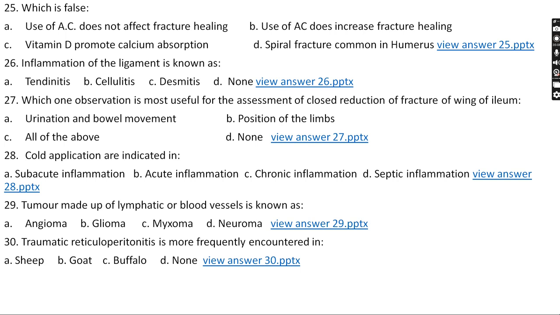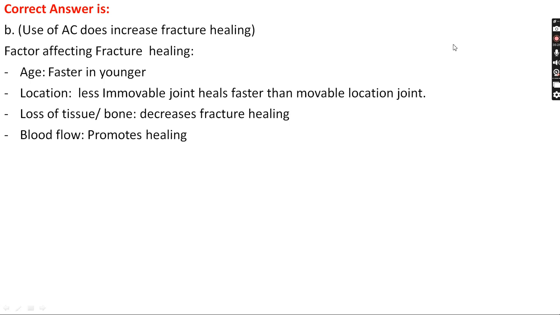Option A, use of AC does not affect fracture healing. Option B, use of acetylcholine does increase fracture healing. Option C, vitamin D promotes calcium absorption. Option D, spiral fractures are common in the humerus. The right answer is option B, that is use of acetylcholine does increase fracture healing. Okay. The use of acetylcholine doesn't increase fracture healing.